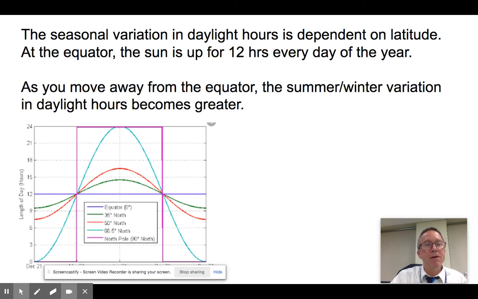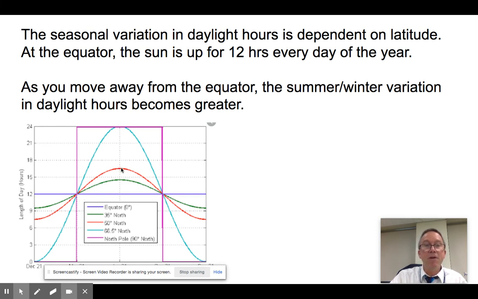Now, what happens is as we move away from the equator, now we're at 35 degrees north, we can see we have this much seasonal variation. So we see that we have more than 12 hours in the summer, and we have less than 12 hours in the winter. If we move further away to 50 degrees, now we notice, my goodness, we have like 7 hours or so in the winter, and we have like 17 in the summer.